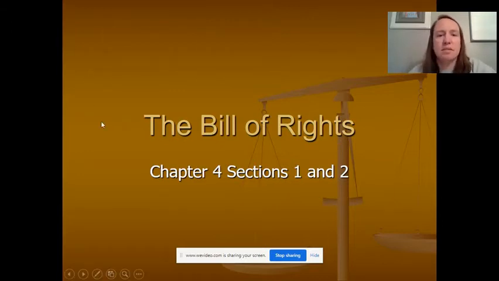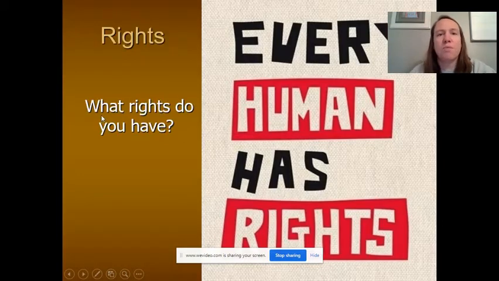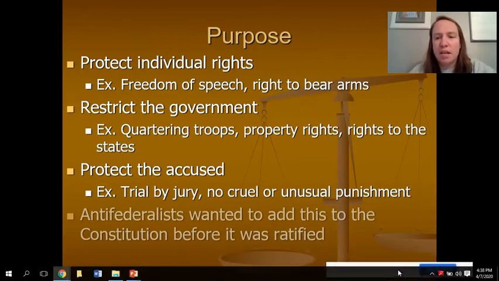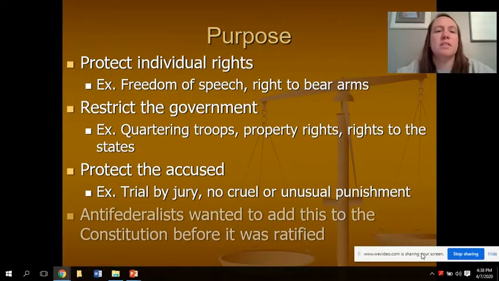So the Bill of Rights. You think about rights, and if we were in class, we'd be talking about what type of rights you have. And so what's the purpose of this? The purpose is to protect our individual rights, like give us freedom of speech, give us the right to bear arms, which is to own a gun. It is to restrict the government.